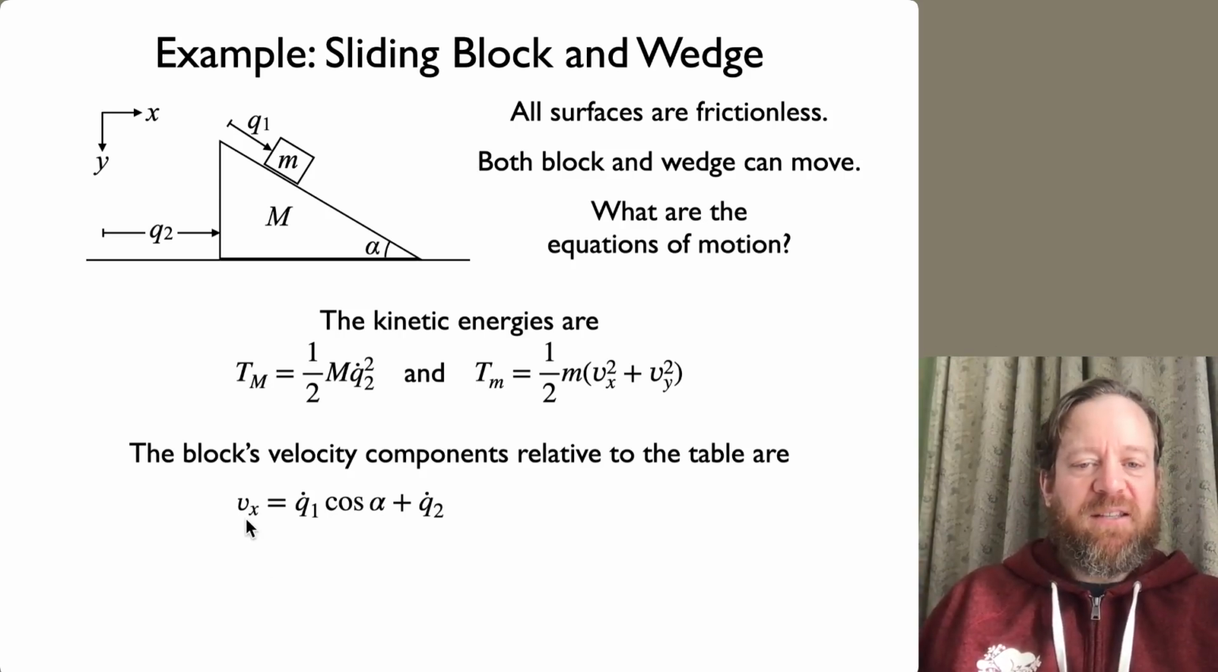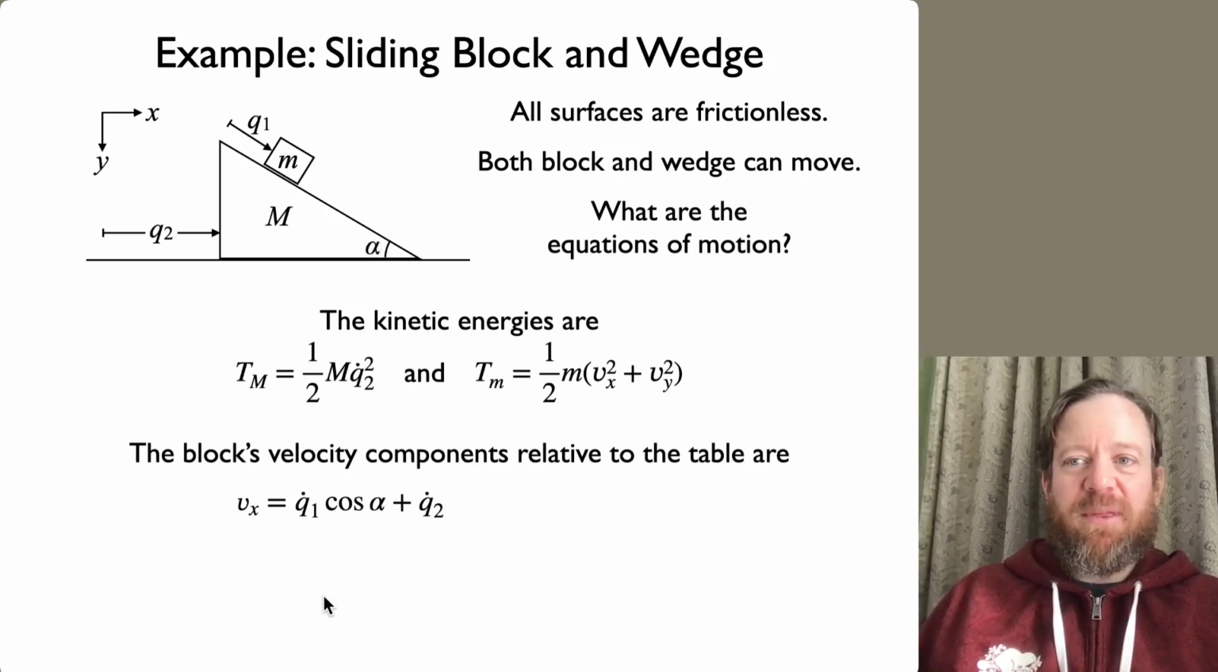So for vx, there is going to have to be the speed in the horizontal of our wedge, and then we're going to add to it in a relative sense the x component of the speed q1 dot. In other words, q1 dot times the cosine of alpha, where here alpha, as always, is going to be the angle that our wedge is making with the horizontal.